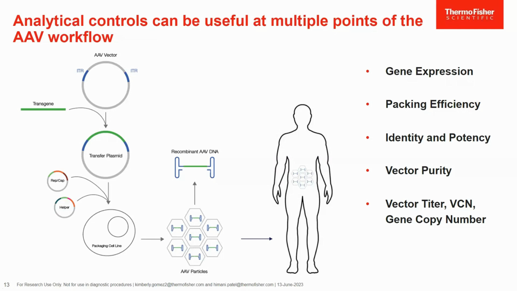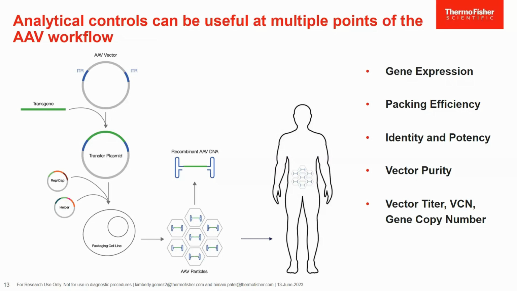Another is identity and potency of the AAV. Is the correct AAV serotype used? And what is the infectivity of AAV? Fourth, we could look at vector purity. How sterile is the AAV product? Are there trace amounts of contaminants like mycoplasma or residual DNA from the host cell?